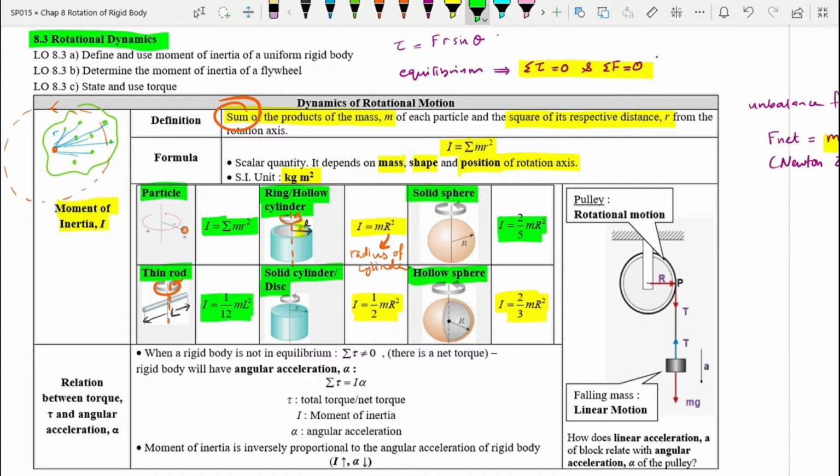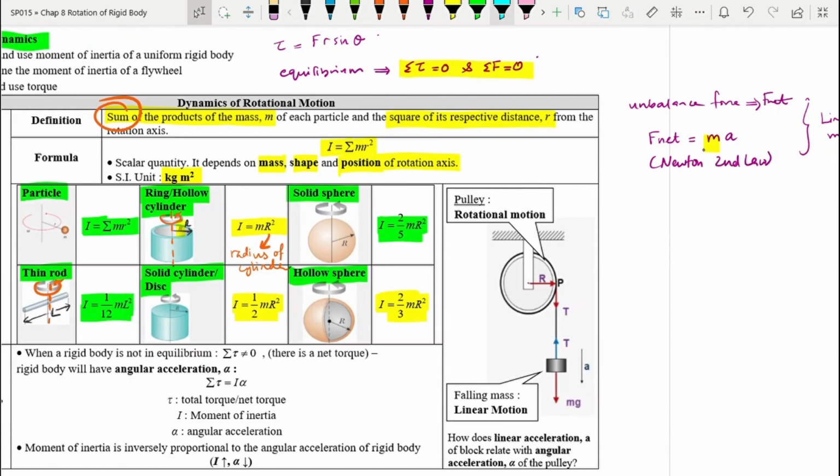Okay, kenapa susah-susah nak cari moment of inertia ni? Apa reason kita cari moment of inertia ni? One of the reason is kerana moment of inertia ni is actually analogy kepada mass. Okay, so macam saya explain tentang Newton's second law, apabila ada unbalanced force di sini, akan ada net force. Dan according to Newton's law, net force kita akan equals to MA.